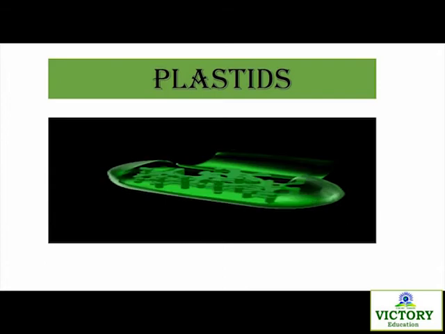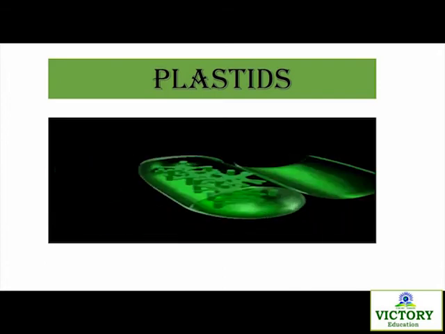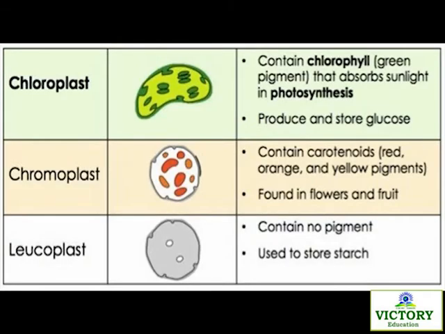The next important organelle we're going to talk about is the plastids. The plastids are generally divided into three: chloroplast, chromoplast, and leucoplast. Chloroplasts are generally green in color. They contain chlorophyll, and that's the basic key for photosynthesis. Another key thing about chloroplasts is that they also store and produce glucose.